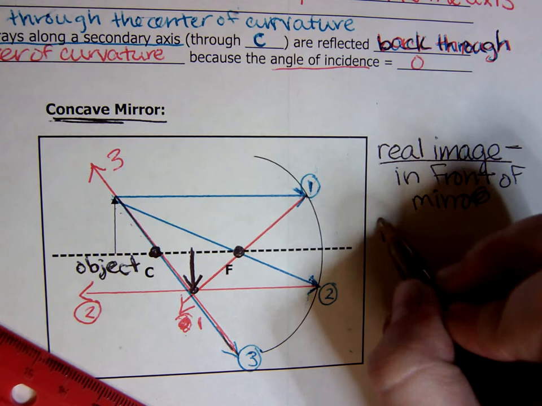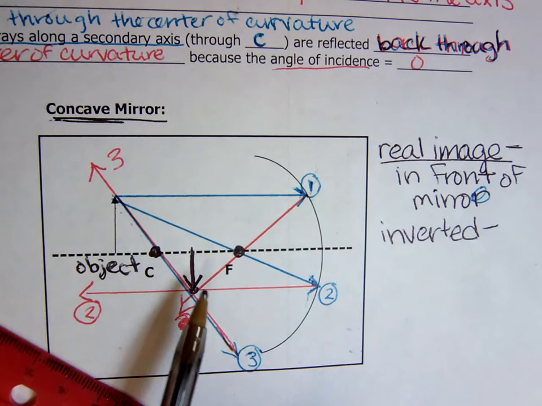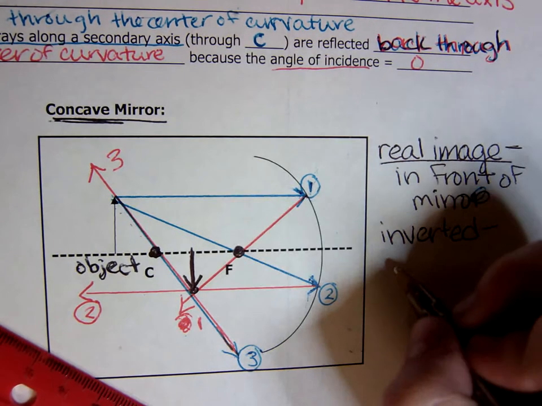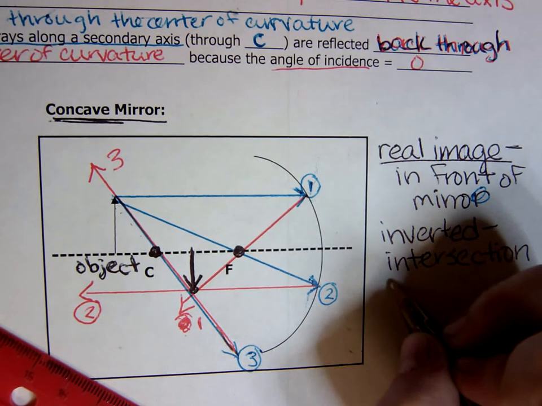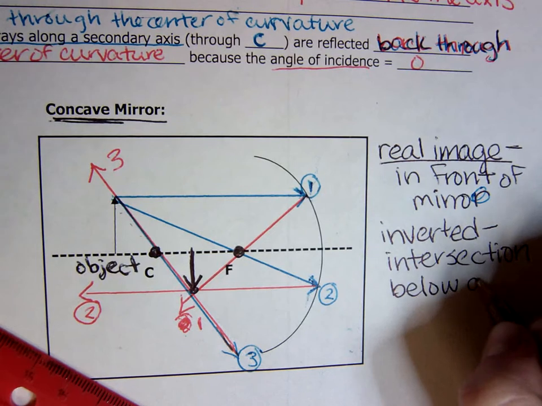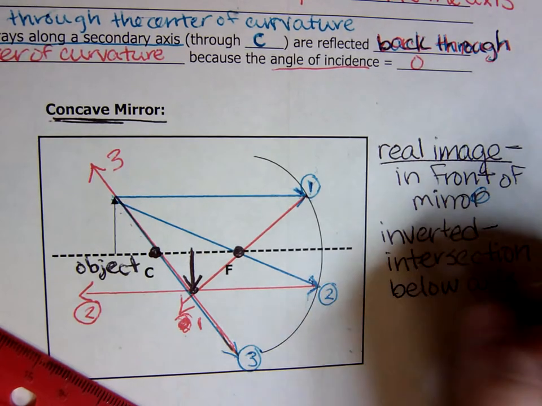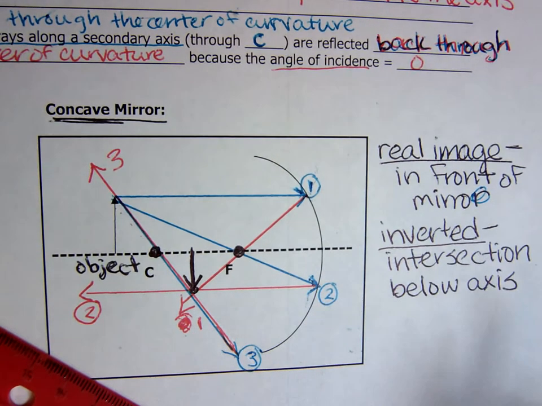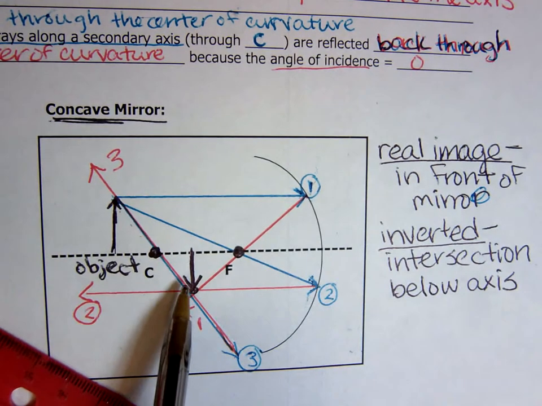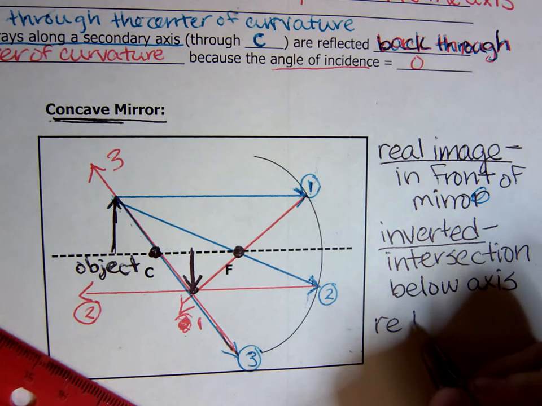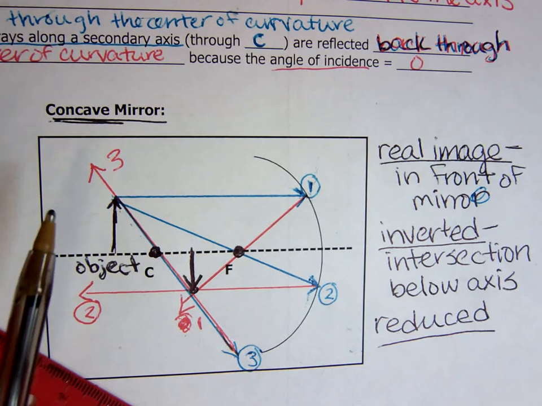It's also an inverted image. And I drew it inverted, but I knew to draw it inverted because our intersection happened below the axis. If our intersection had happened up here above the axis, that would be an upright image. Finally, if you look at the size between our original object arrow and our image arrow, you will see that it is reduced in size. So those are the three things that can be said about this image for the concave mirror.